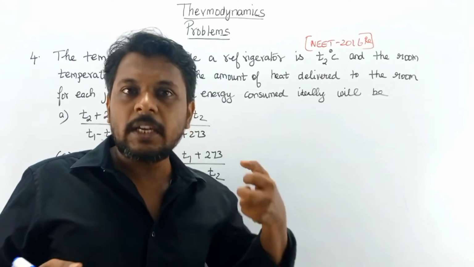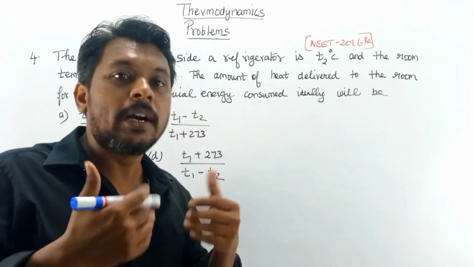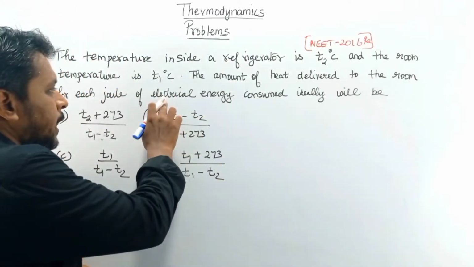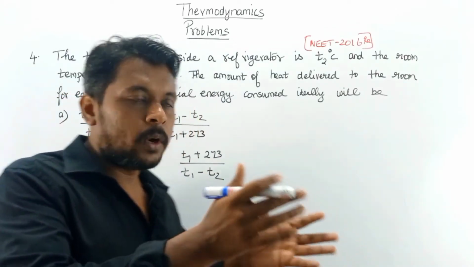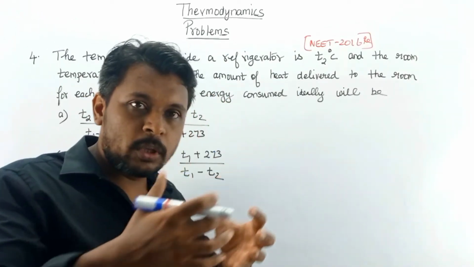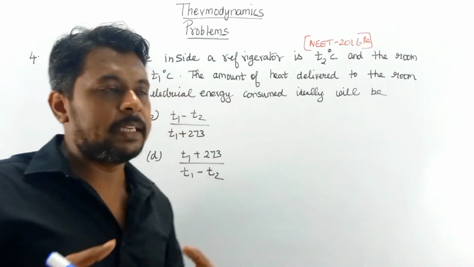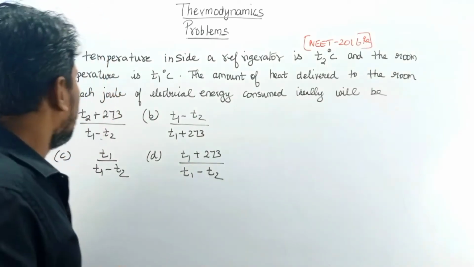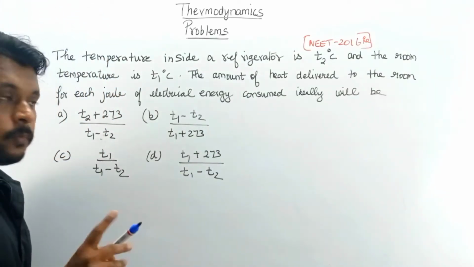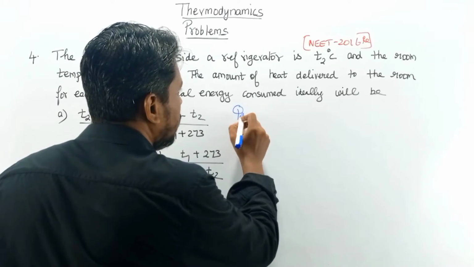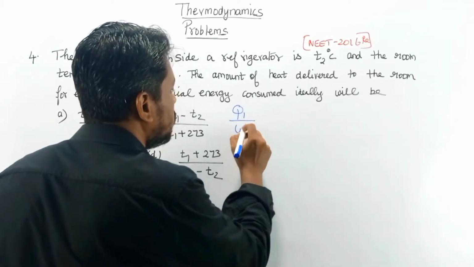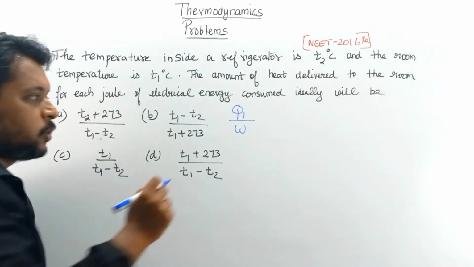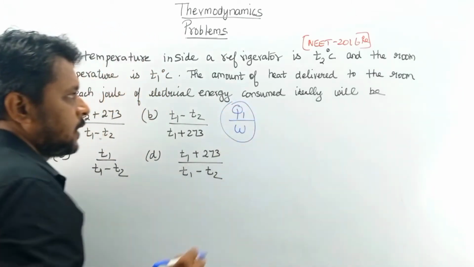For the consumption of the electrical energy, that is the work done. Because by consuming electrical energy only, the work will be done. So what is the amount of heat delivered with respect to the work done, or with respect to the consumption of electrical energy? So this value, Q1 by W, is being asked in this question.